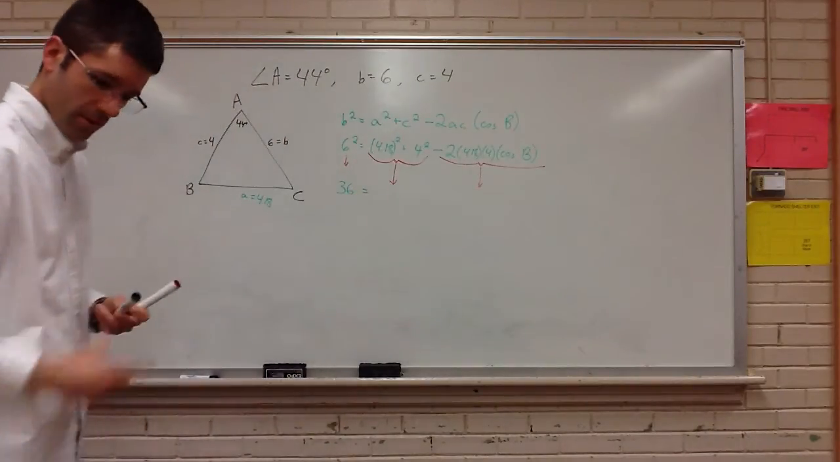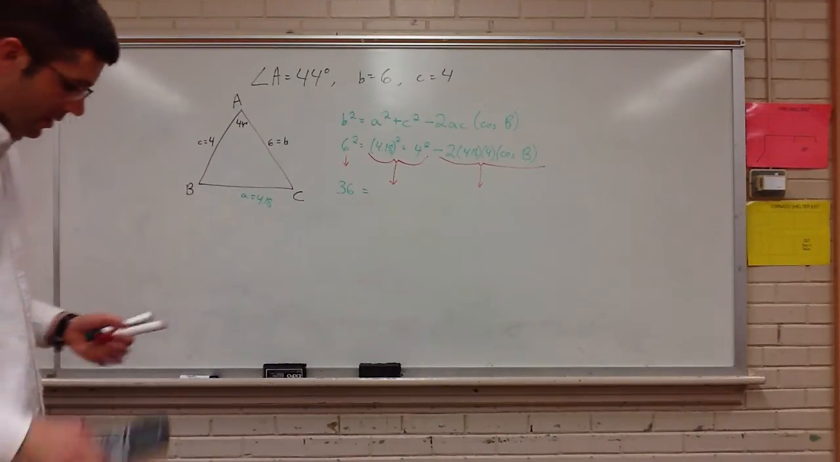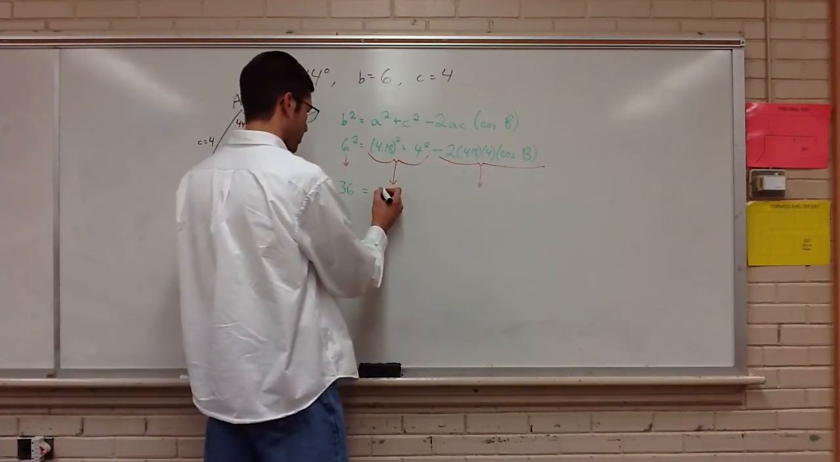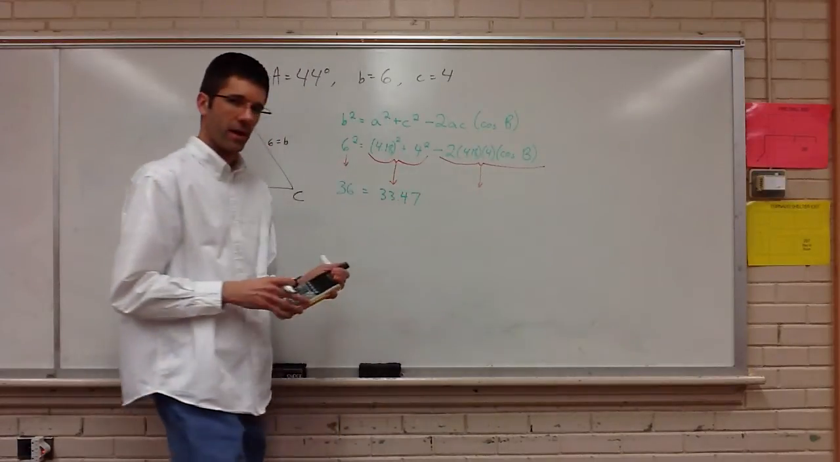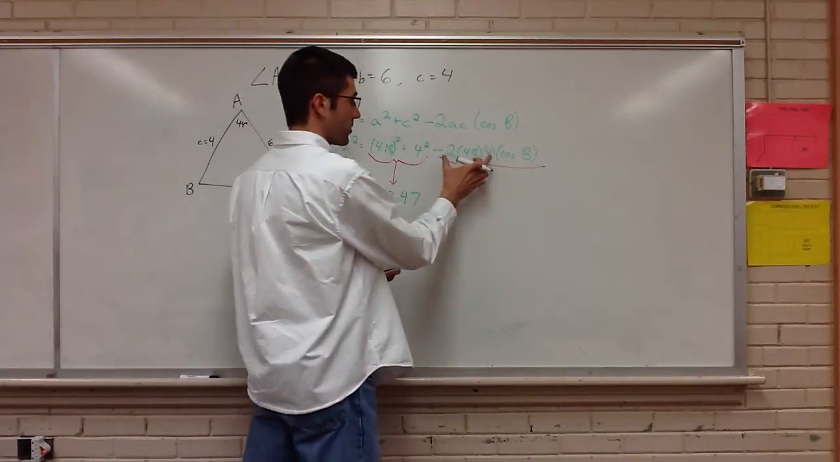Okay. 4.18 squared plus 4 squared. Got a big number. Not too big. 33.47. I am going to round as I go. It's not going to be that big of a deal yet. We'll type this part in.